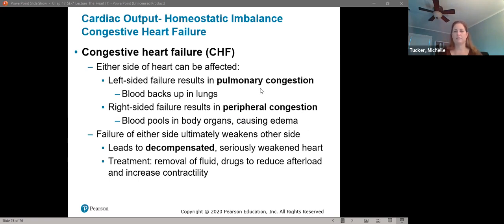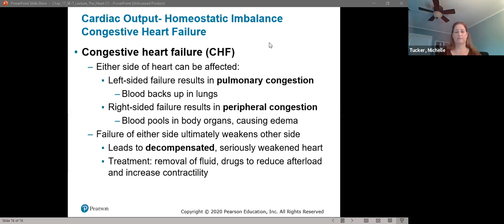So it can be either from the left side or the right side, and it can cause essentially edema in either the pulmonary system or in the systemic system. The heart will try and compensate by working harder, but eventually can't continue to do that. It becomes weakened, it decompensates, and leads to the need for medical treatment. That completes chapter 17.